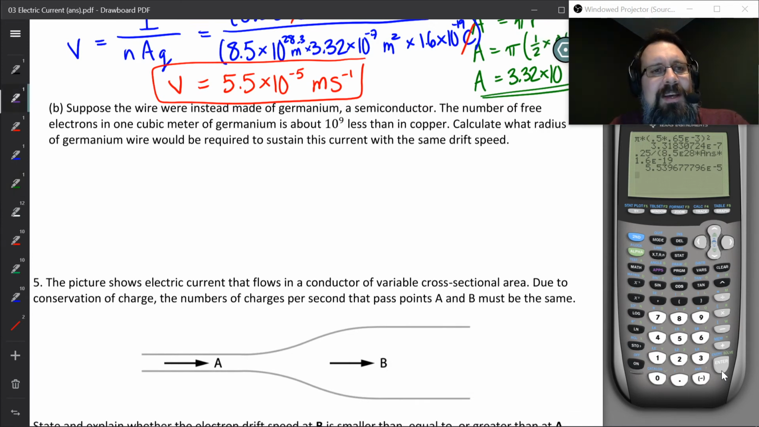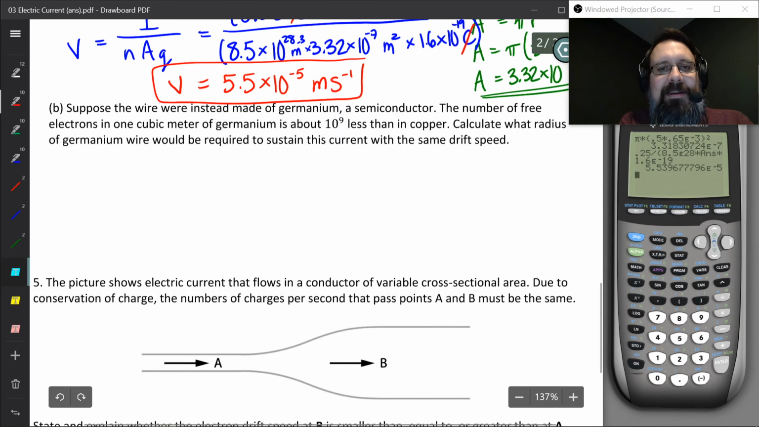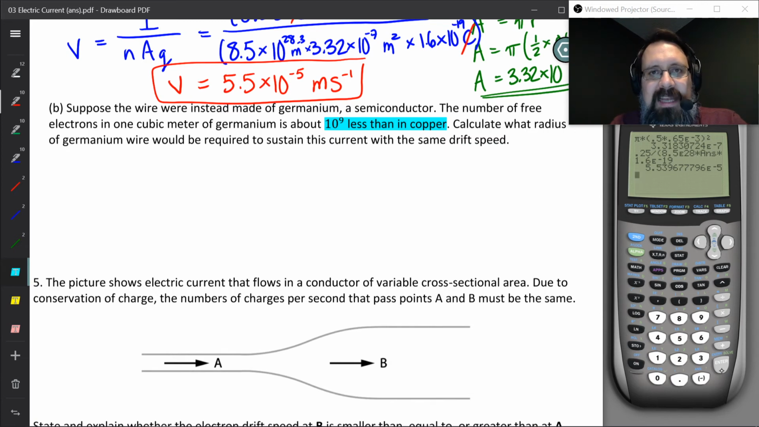Okay, last question. Suppose instead the wire were made of germanium, which is a semiconductor. The number of free electrons in 1 cubic meter of germanium is about 10 to the 9th times less than in copper. So there are way fewer free electrons in germanium because it's a semiconductor, which means a semiconductor can sometimes be a conductor and sometimes be an insulator. Like you can kind of decide which one it's going to be. So it's kind of like an in-between space. That's what a semiconductor means.